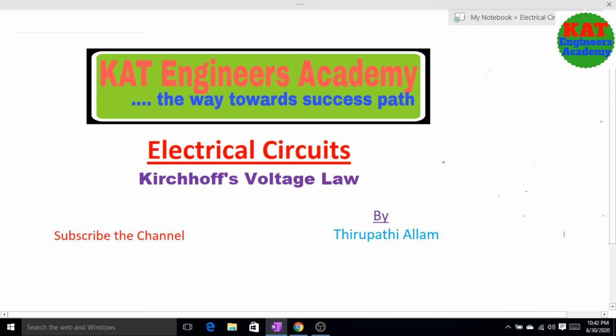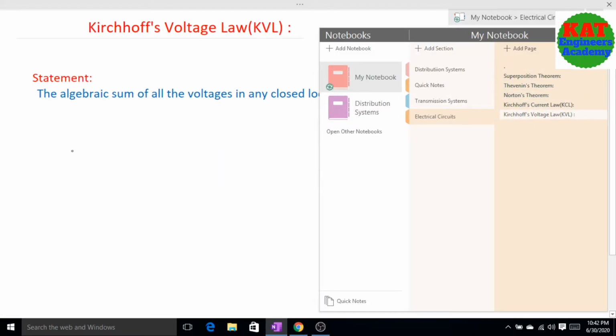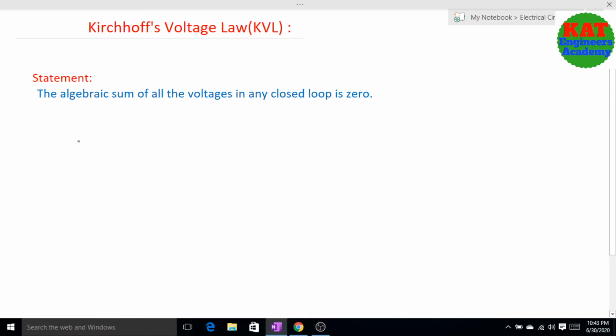Today we will discuss Kirchhoff's voltage law. Friends, first we will see the statement of Kirchhoff's voltage law. Here I have given the statement: the algebraic sum of all the voltages in any closed loop is zero.